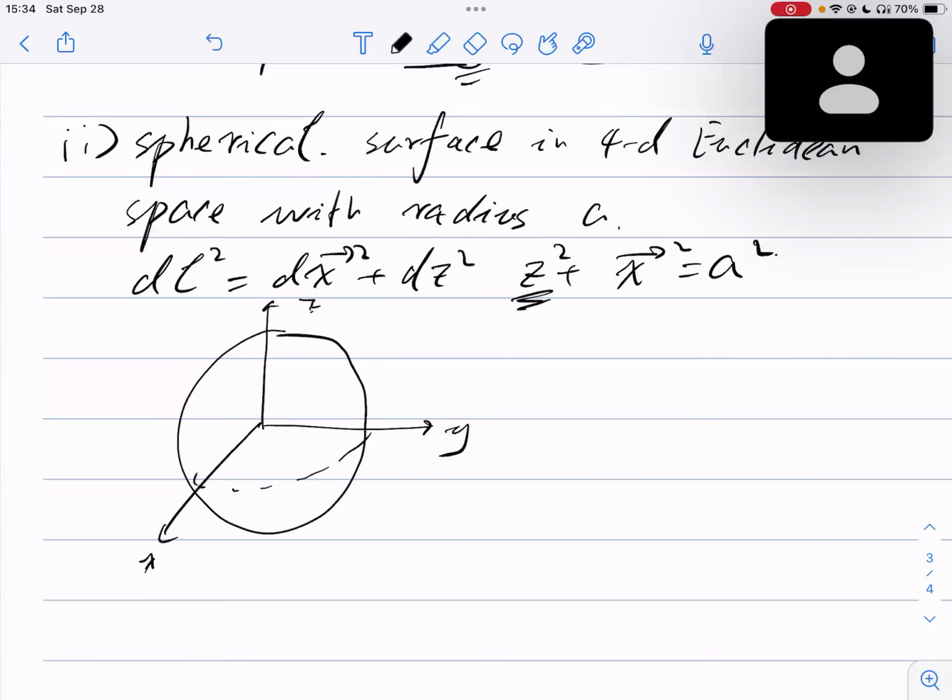Just like something like this. Okay, the radius is a. And we just consider the geometry on this surface, including this dl. We can find that if we fix x and z and just rotate around the xz, we will find that this dl, this little length, won't change.